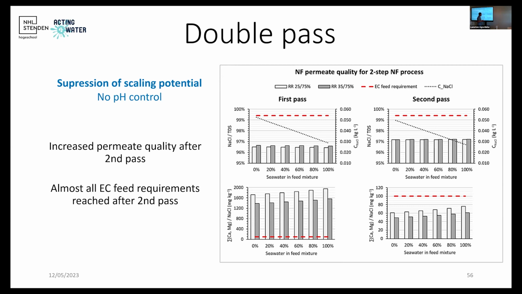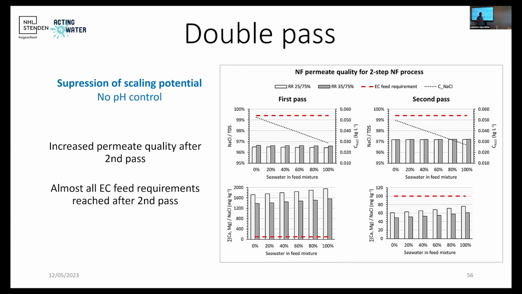So in that case, after the first step, you have the same, of course, that we have already seen. But after the second step, when you use the permeate of the first step as the feed for the second, you can reach the calcium magnesium concentration that is also quite okay. For the sodium chloride TDS, we are still not really where we would like to be, which is above 99%.